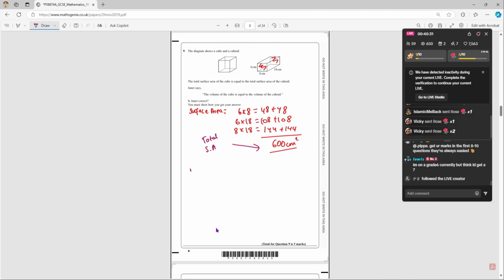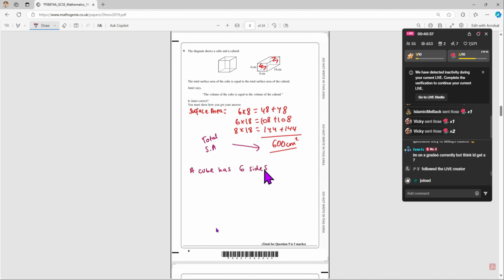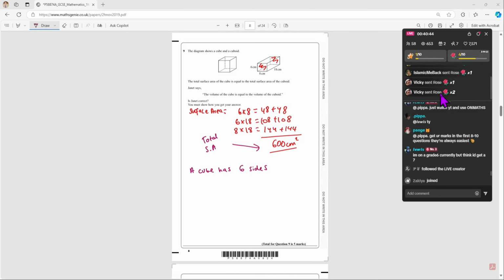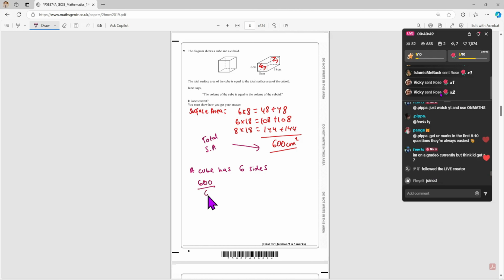So we know that a cube has 6 sides. We're going to work out the surface area of one face of the cube, as we know that the faces are equal in a cube. So we're going to do 600 divided by 6 to get 100 centimeters squared. That is the area of the face of the cube.